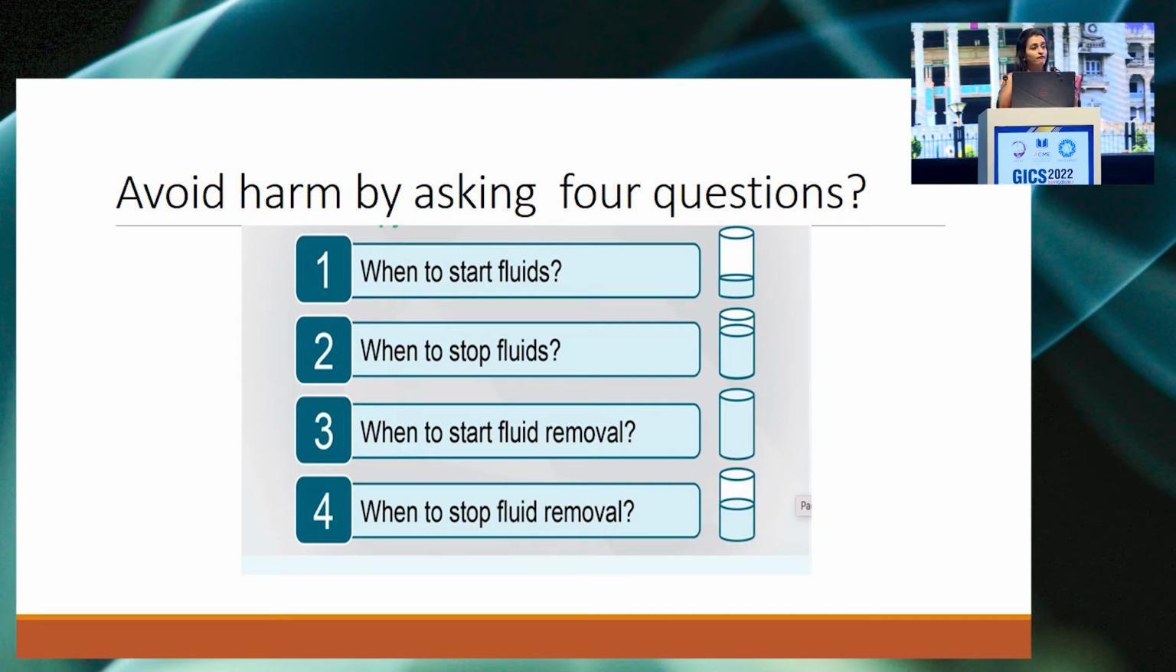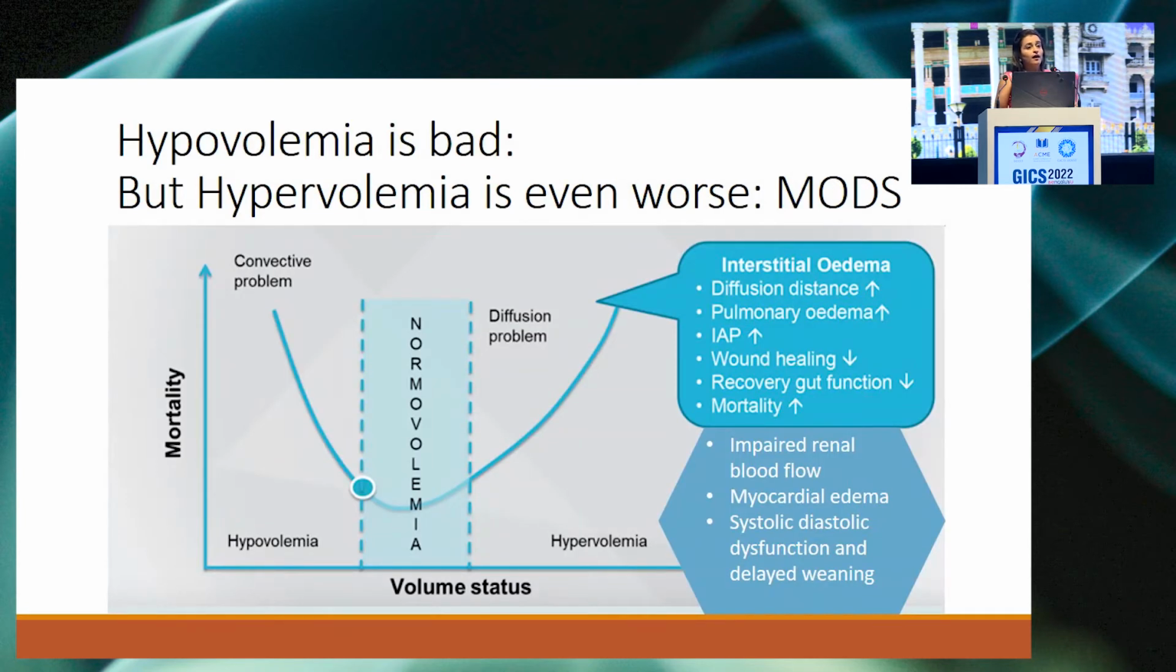That is also very important. As I said, hypovolemia is bad in initial stages of sepsis, and simultaneously hypervolemia is also bad. In initial stages, there are convective problems. So yes, we need to give fluids, but once normovolemia is achieved or a patient has entered into an optimization or a stabilization stage, then if we keep on resuscitating such a patient, that may lead to hypervolemia and cause diffusion problems. These diffusion problems are going to affect every organ of the body.